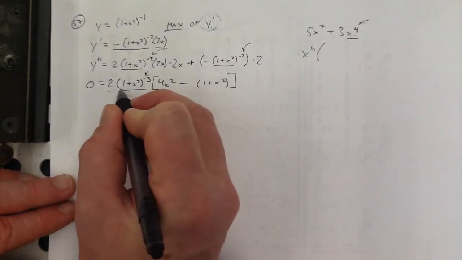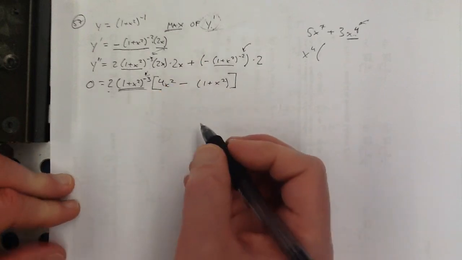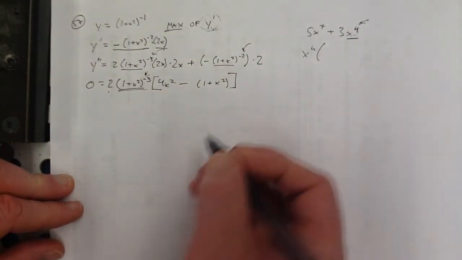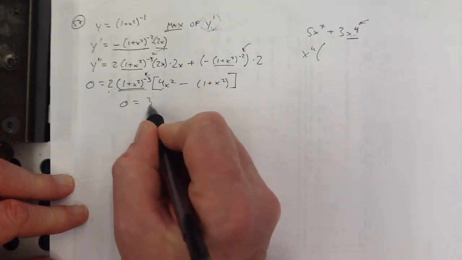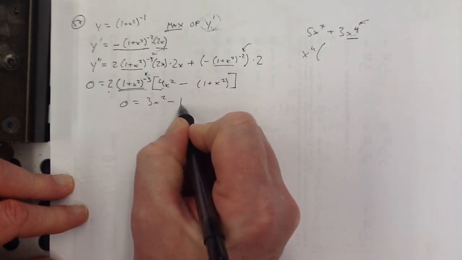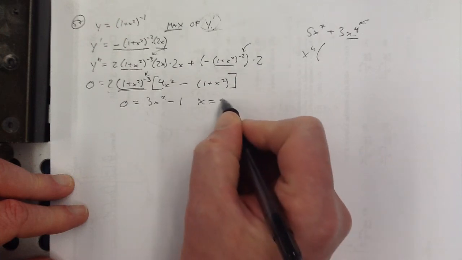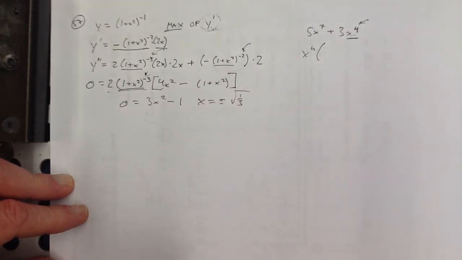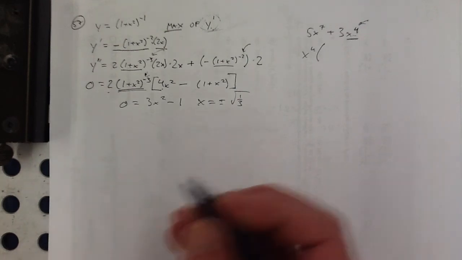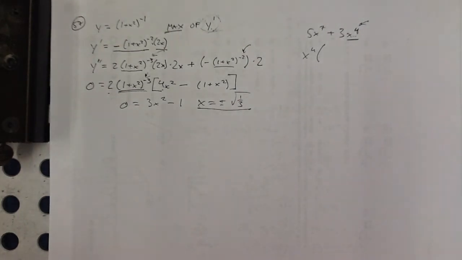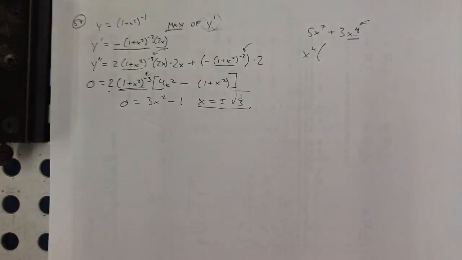So that can't be 0. This can't be 0 because it's 1 over something. And this can be 0. So got 4x squared minus 1. So it looks like x equals plus or minus the square root of 1/3. And what's the question? Where on the curve? Well, that's an x value. So right there on the curve. We did it.